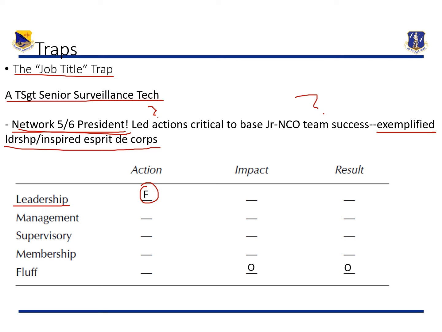And so when we go into the next section, our impact, we start seeing that even though it's operational in nature, what he's doing, because we're looking at a base level, team success, there's no data measuring it to support those statements, and therefore it becomes fluff on our performance level scale. Last but not least, we have our result. In this case, again, exemplified leadership.